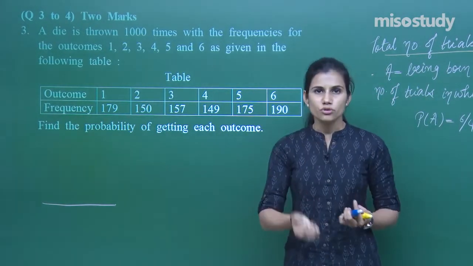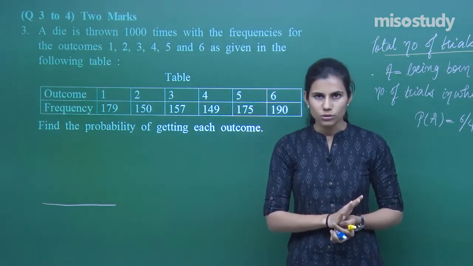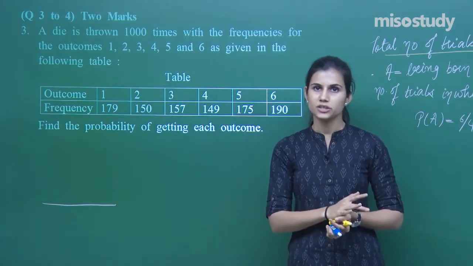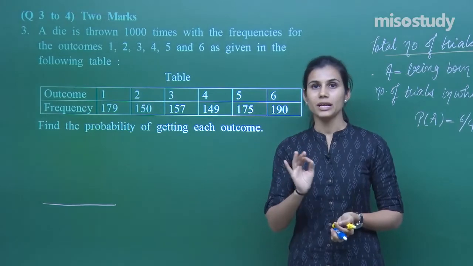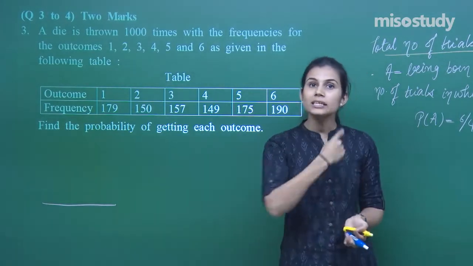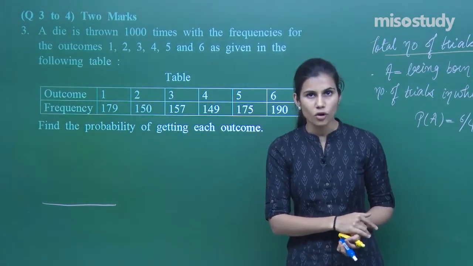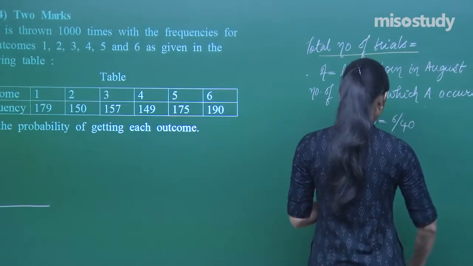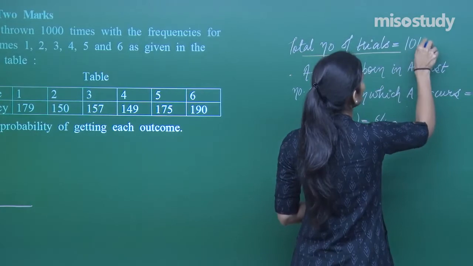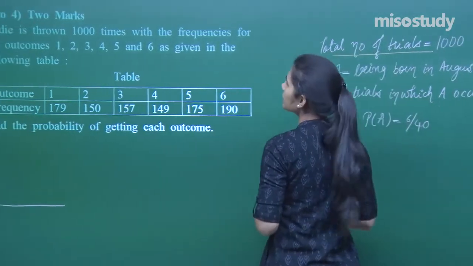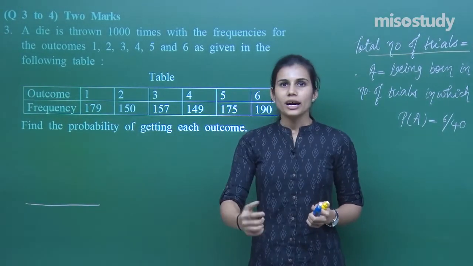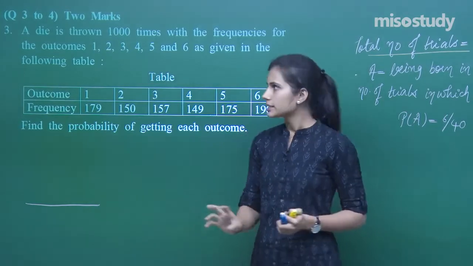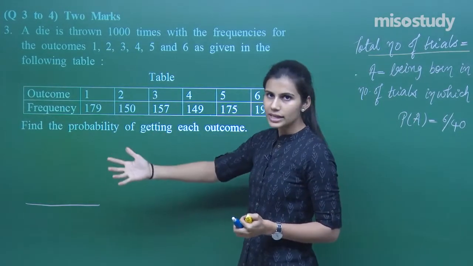Now, you know that when you throw a die, there are 6 possible outcomes, 6 elementary events associated with it, right? So, 6 possible outcomes, and 1000 trials of throwing a die have been performed. So, the total number of trials in this question is given to be 1000. In each trial, you get an outcome from 1 to 6.